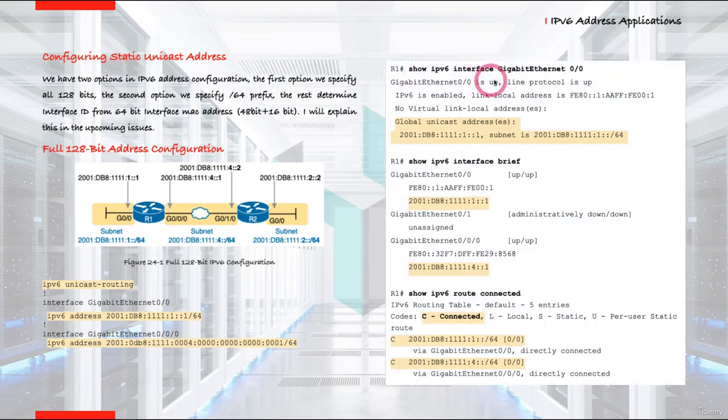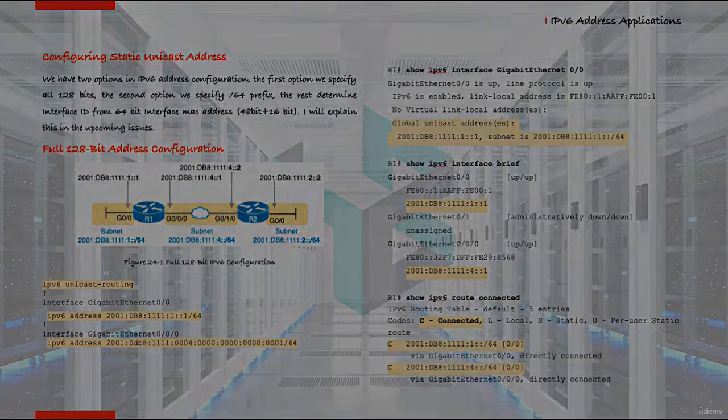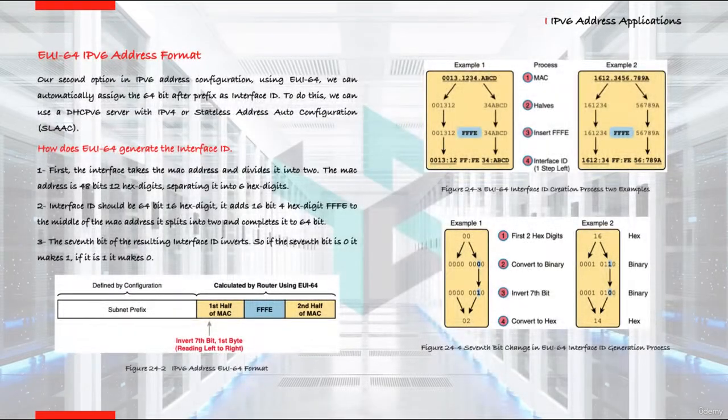You can also see the IP address with the command show ipv6 interface gigabit 0/0. Here the link local address starts with FE80, and the remaining 64 bits are automatically generated from the interface's MAC address. With the show ipv6 route connected command, we can see the subnets that are directly connected on our router. Our second IPv6 address format option is EUI64.